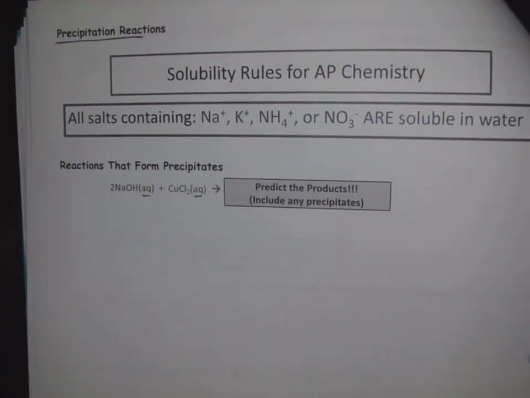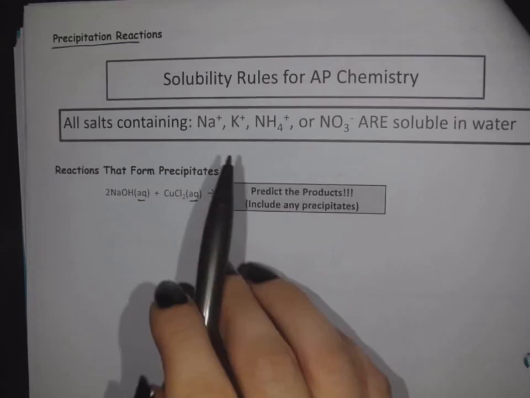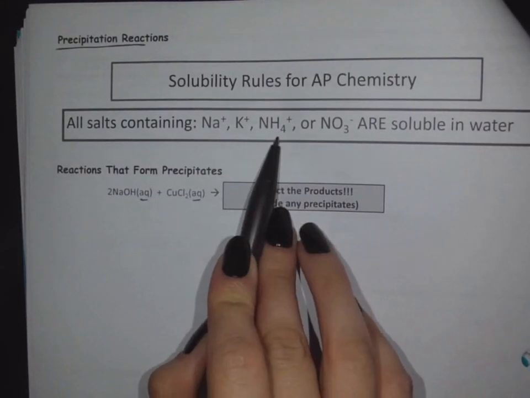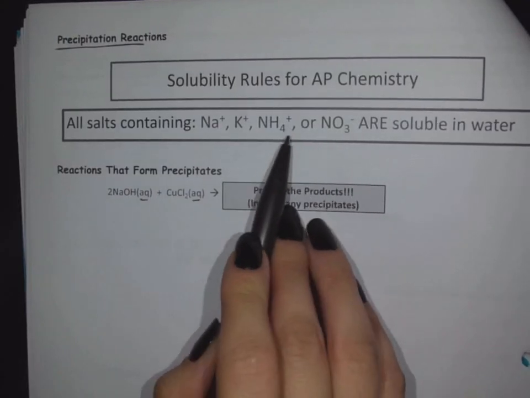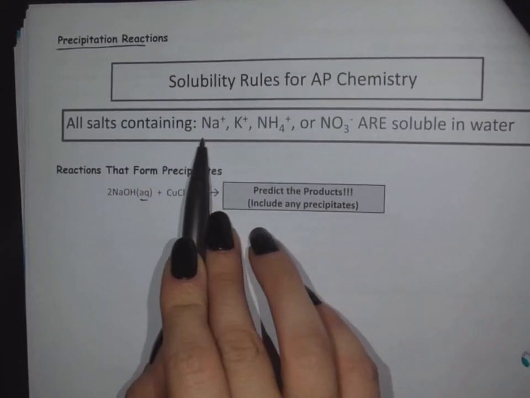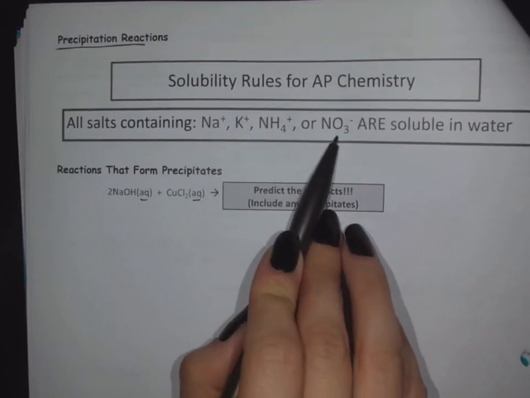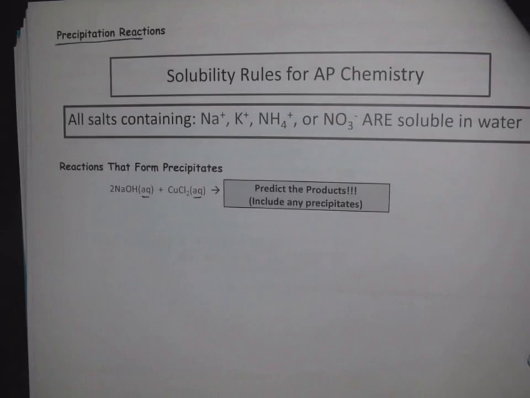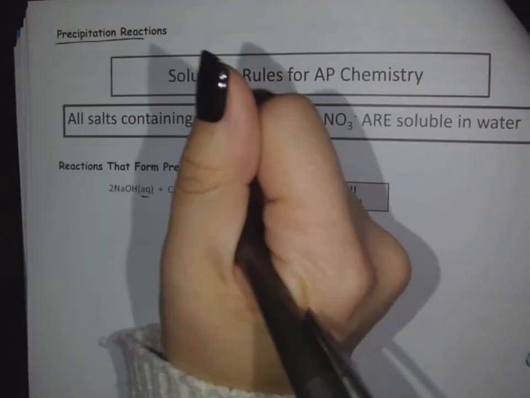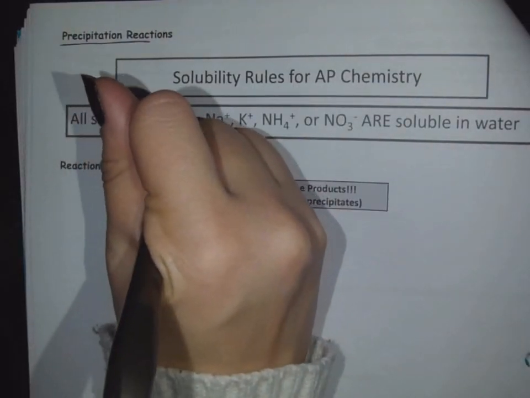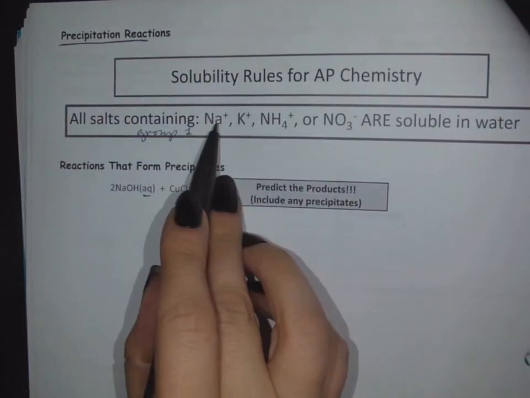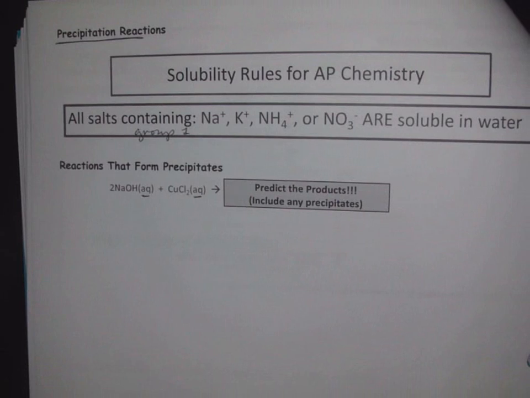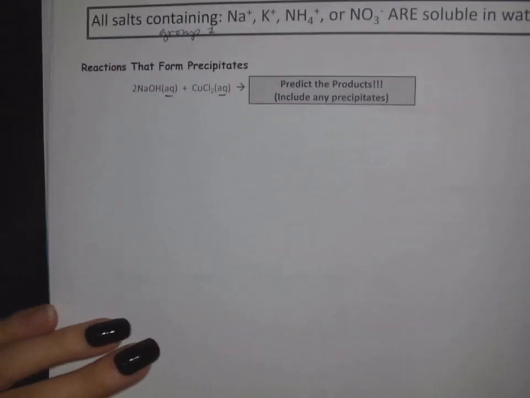And the one that's going to become a solid will not have sodium, potassium, ammonium, or nitrate. Those are the ones that are definitely soluble. And I would say a lot of these group 1 metals, like we have sodium and potassium, but there's also lithium, rubidium, that kind of stuff. Okay, so let's look at this.